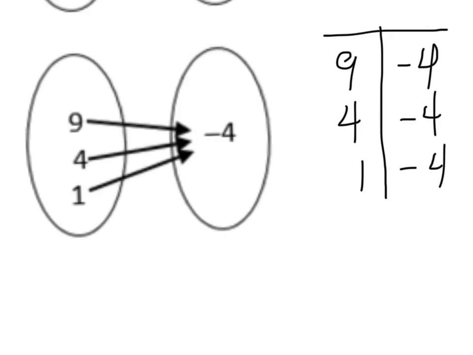Thinking back to my car radio, my preset station buttons and the actual stations. Well, here I hit the 9 button and it takes me to the station -4. I hit the 4 button and it takes me to the station -4. I hit the 1 button and it takes me to the station -4. Now, is that possible to have in a car? Yeah, if you wanted to, you could have all your presets go to the exact same station. You wouldn't have a lot of variety, but it's working okay. So this is checking out to be a function.